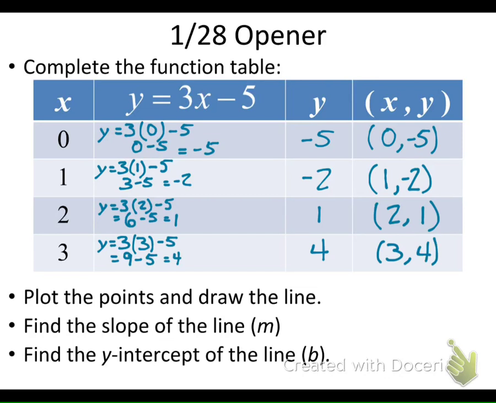So, if you can see it, he plugged 3 in for x, because we've got our value right here, so 3 times 3 equals 9. And then he continued the equation right here, so 9 minus 5 equals 4. And then you plug the 4 in the y column, and then in the ordered pair as well.